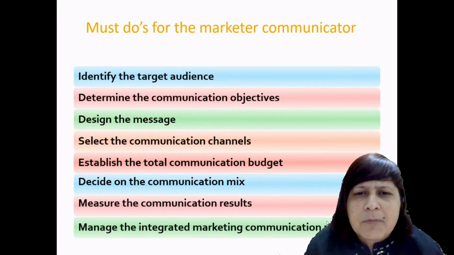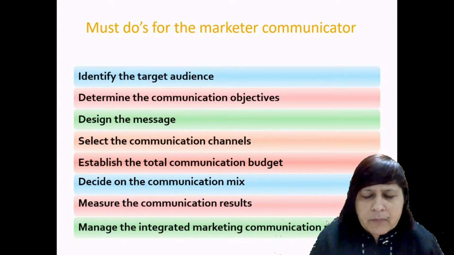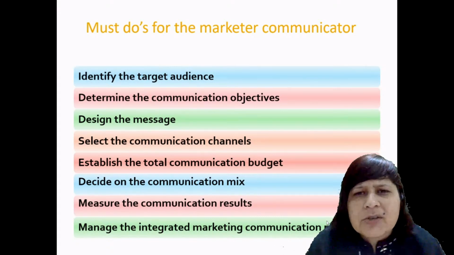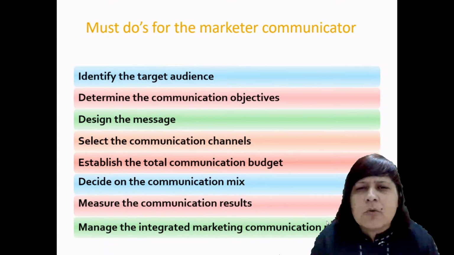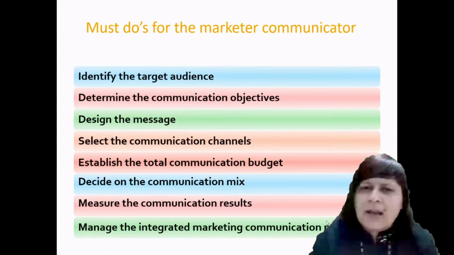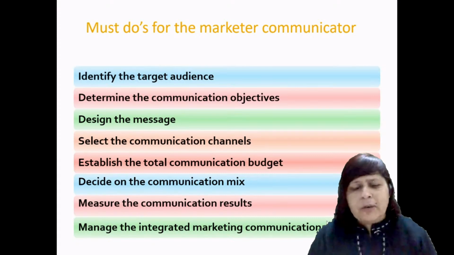Then establish a total communication budget. What is your budget? How much do you want to spend? Right? So establish a total communication budget, how much you would like to spend on the advertisements or promotions. Decide the communication mix, the various platforms where you want to communicate. It could be direct selling, public relations, advertisements, or sales promotion. Then decide the communication mix.